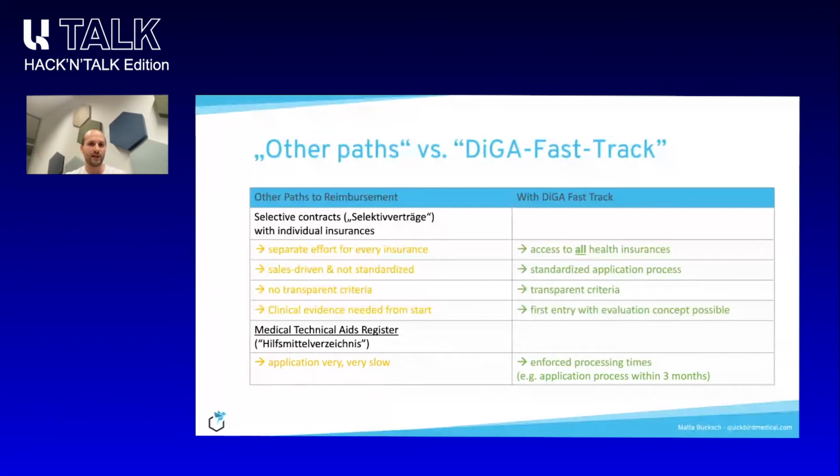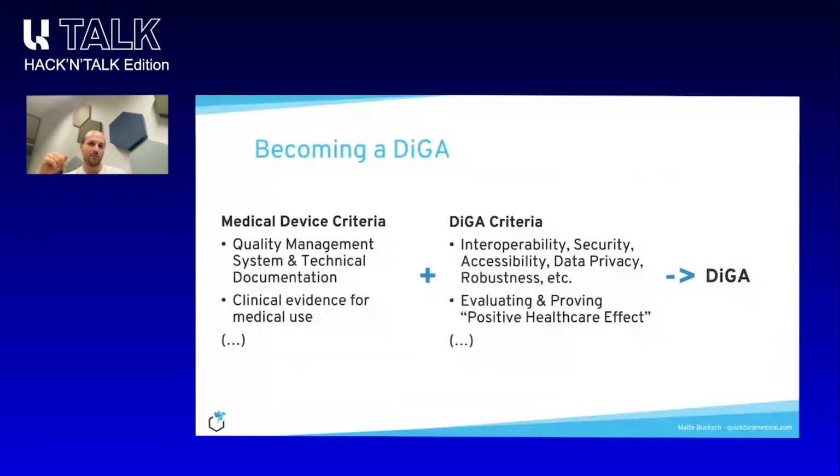And in a nutshell, I don't have much time to talk about this process today, but becoming a DiGA is basically fulfilling medical device criteria set out by the medical device regulation, plus DiGA criteria. So you first need to be a medical device according to the medical device regulation, which means you need to have a quality management system in place, create technical documentation for your medical software, and you need to provide clinical evidence for the medical use.